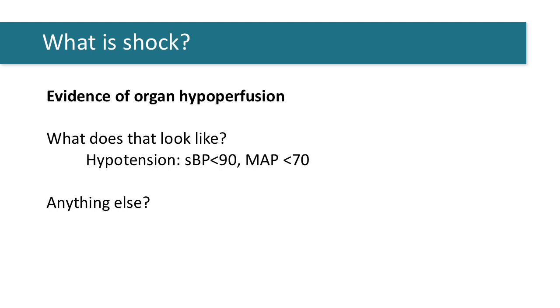But many other things can also potentially look like organ hypoperfusion. For instance, decreased level of consciousness, tachypnea and difficulty breathing with desaturation. Cardiac end organ hypoperfusion can manifest as myocardial infarction, cardiac arrhythmias, and potentially pulmonary edema. In later stages, hepatitis, coagulopathy, and potentially renal injury with decreased urine output can also be signs of organ hypoperfusion.